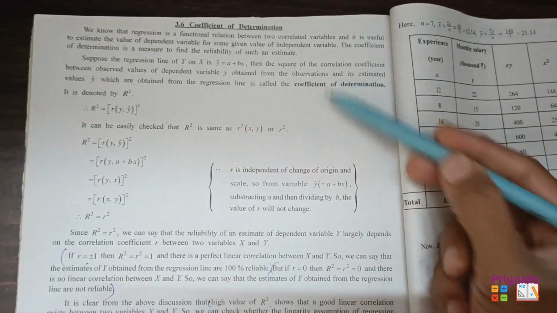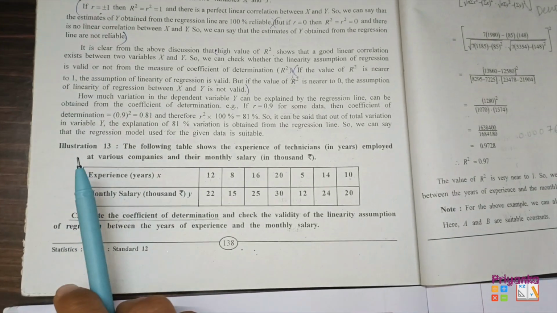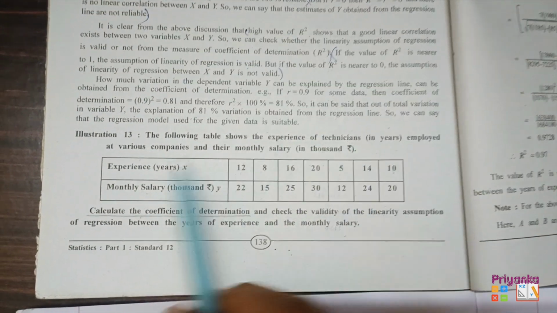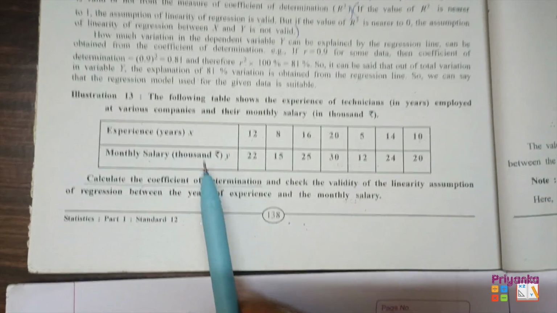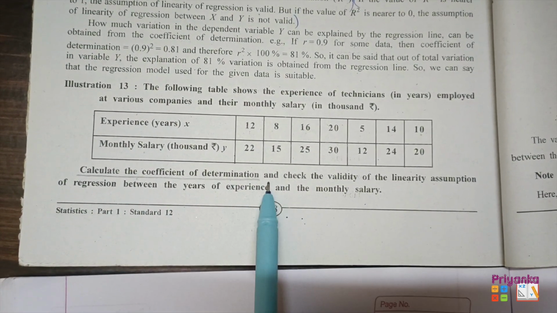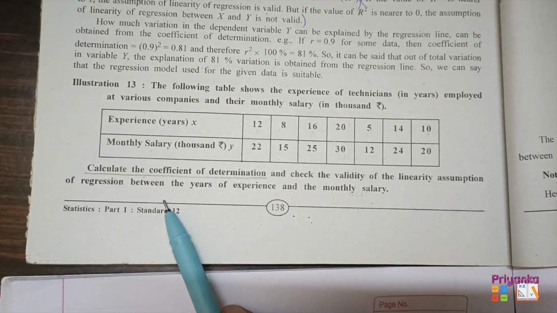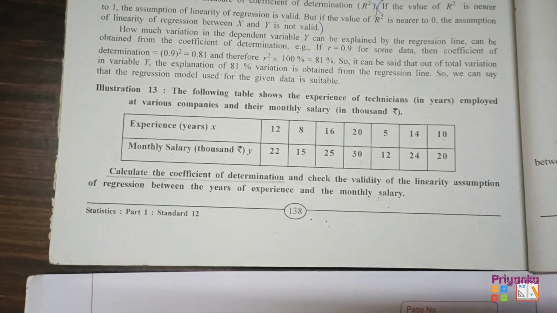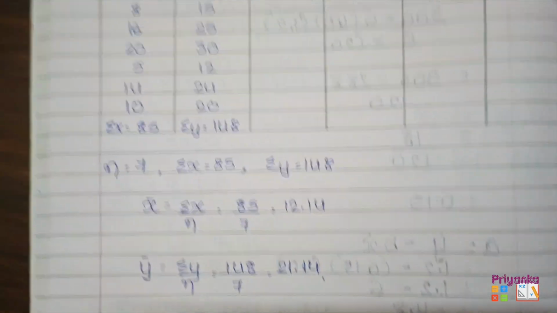The question related to the coefficient of determination is given on page number 138. Here I am going to solve illustration 13. The following table shows the experience of technicians in years employed at various companies and their monthly salary in thousands. Experience and monthly salary are given. In the question, it is asked to calculate the coefficient of determination and check the validity of the linearity assumption of regression between the years of experience and the monthly salary. Now, the coefficient of determination is nothing but the square of the correlation coefficient.